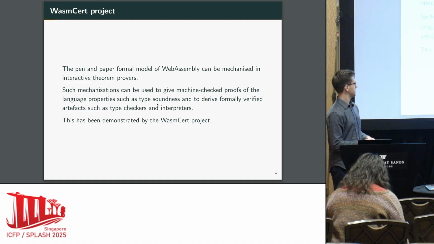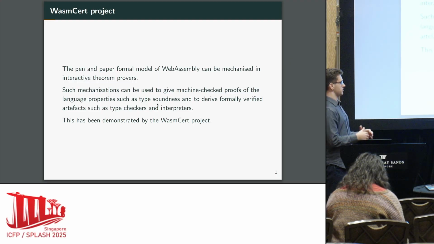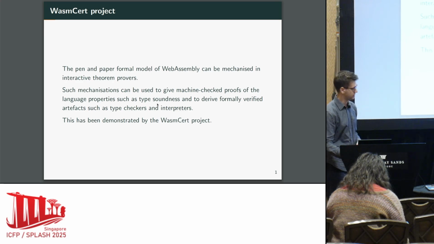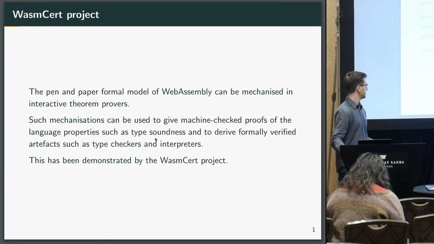can be mechanized, that is, encoded in interactive theorem provers, and those mechanizations can then be used to verify properties about the languages, such as type soundness, or to derive formally verified artifacts, such as type checkers and interpreters. And this has been demonstrated by the WasmCert project.